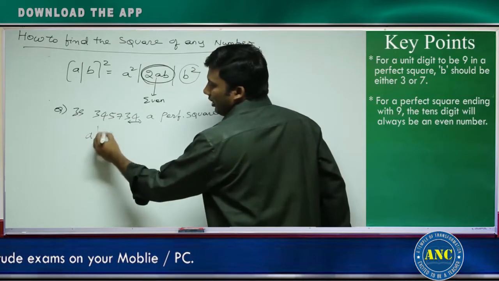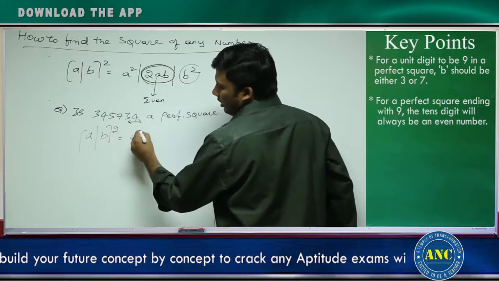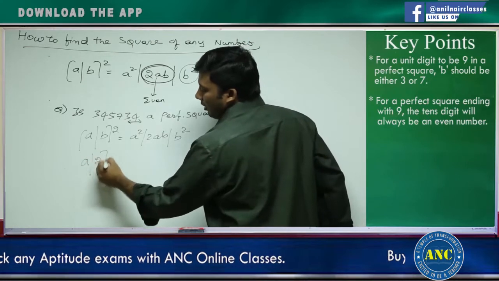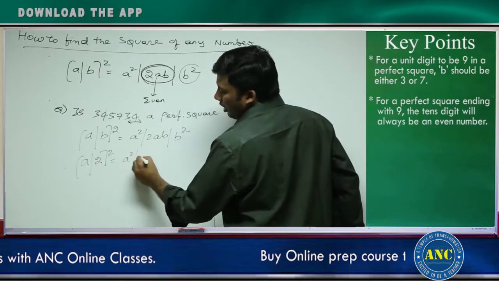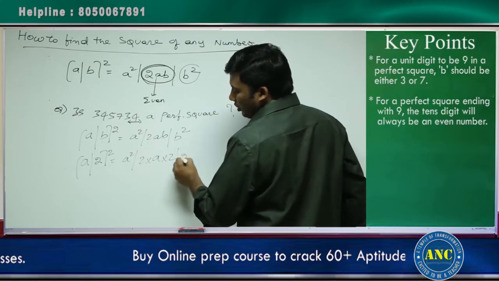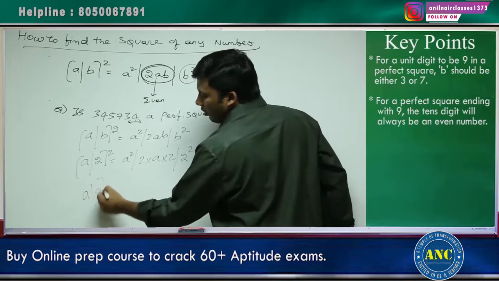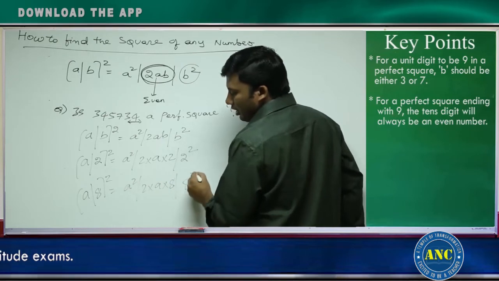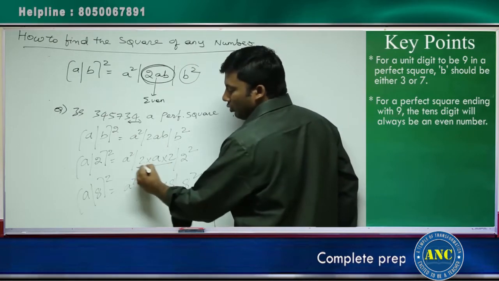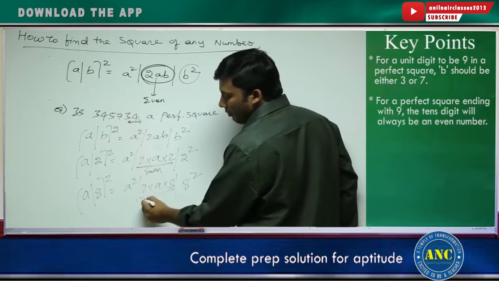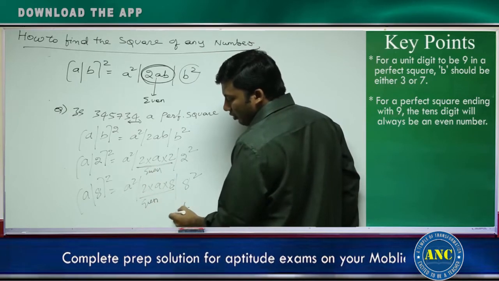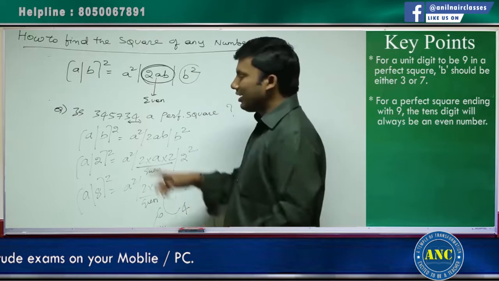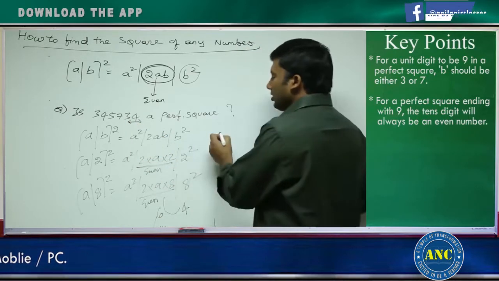So this will become (a+b) whole square: a square, 2ab, b square. For b square to end with 4, b value will be either 2 or 8. A square, 2 into a into 2, and 2 square. Then (a+8) whole square: a square, 2ab and b square. Now again observe, this number is multiplied by 2, so it is an even number. 8 square is 64, 4 is written, and 6 is even. Even plus even is again even. What is the tens digit here? Odd. Therefore, again the answer will be no.